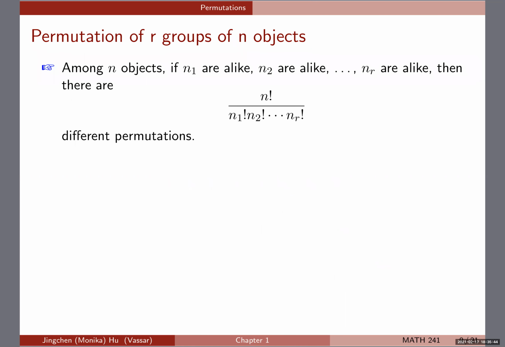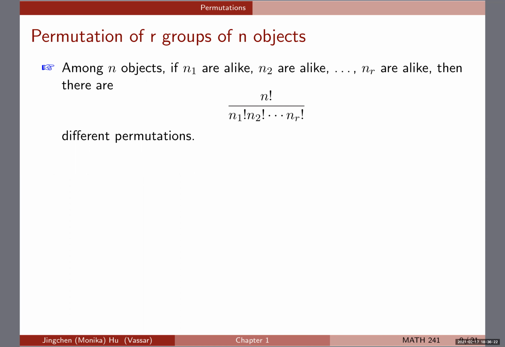If you have n objects, notice that here we no longer say n distinct or different objects, because we know that in this case some of them are alike. Generically, we say that n1 of them are alike, n2 of them are alike, and nr of them are alike. Then the number of permutations, considering n objects and r different groups, is n factorial divided by the product of all of the ni factorial. So what we have seen before is really a special case of this general result, going up to r groups.